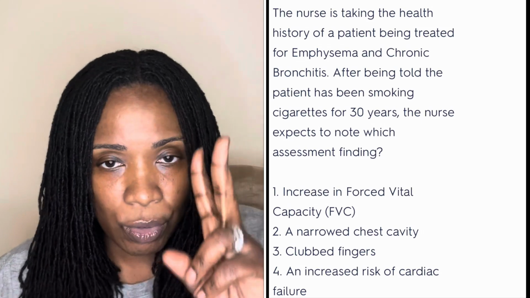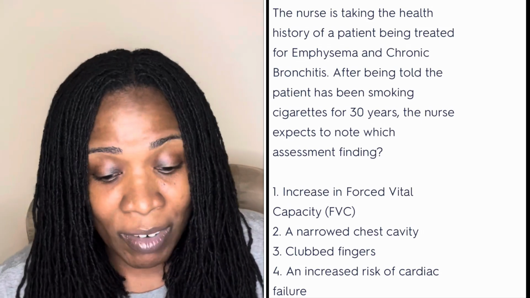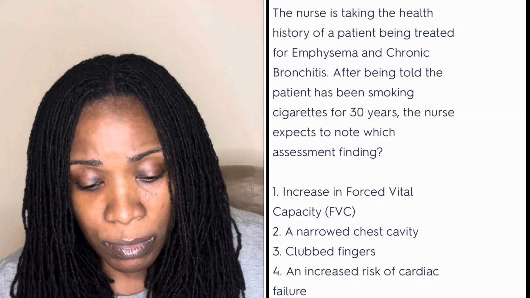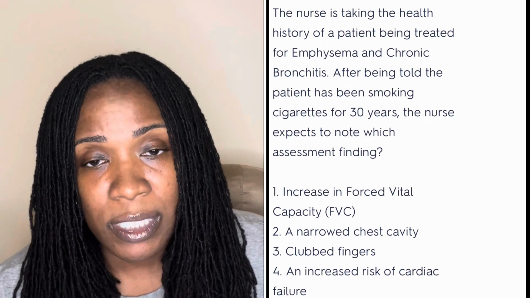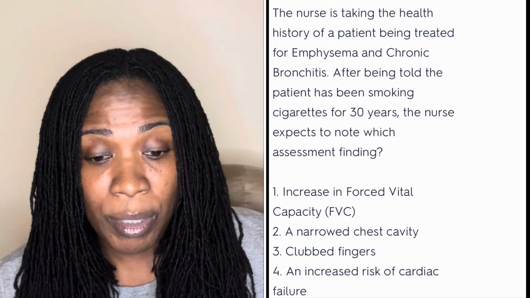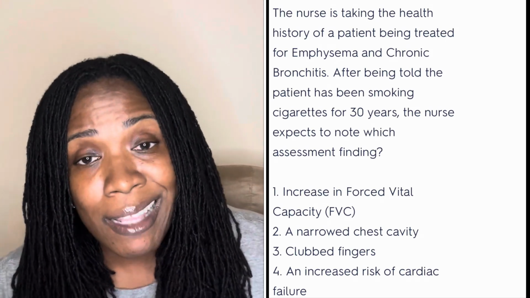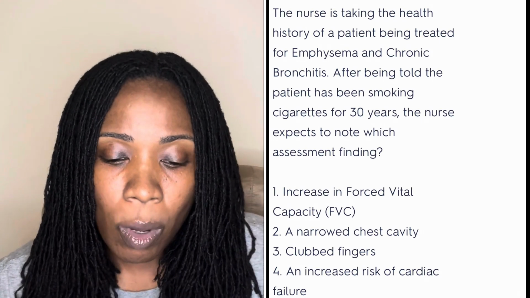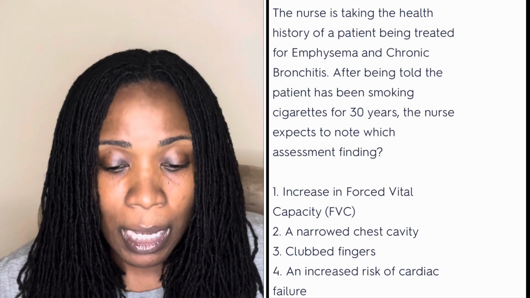Now we're left with two circulation answers. I always tell you guys, airway, breathing, circulation, right? Choice 3 says clubbed fingers. Choice 4 says an increased risk of cardiac failure. They're both correct because this patient who has COPD has an increased risk of cardiac failure, and this patient who has COPD has clubbed fingers. So how do I know out of these two which one will be the best right answer?